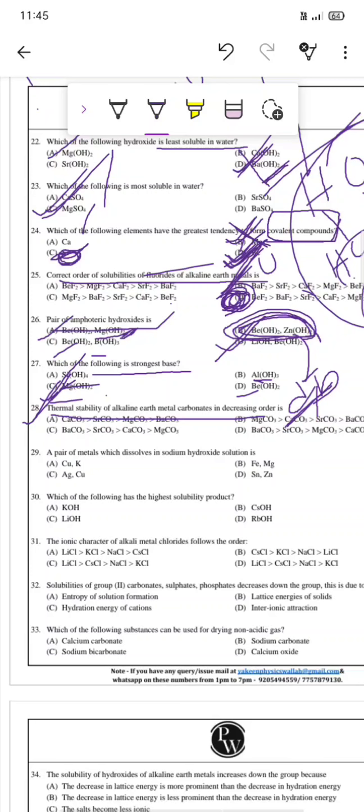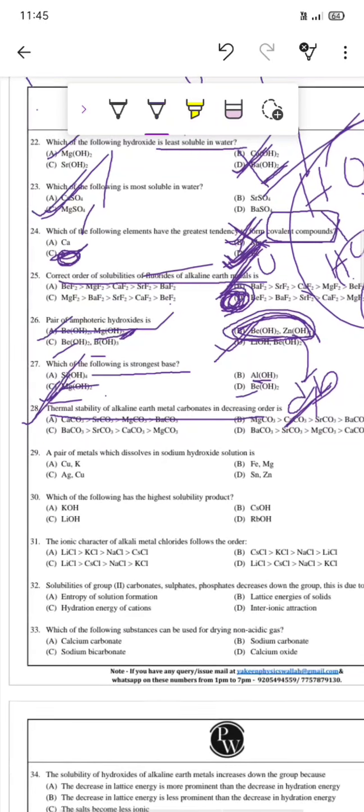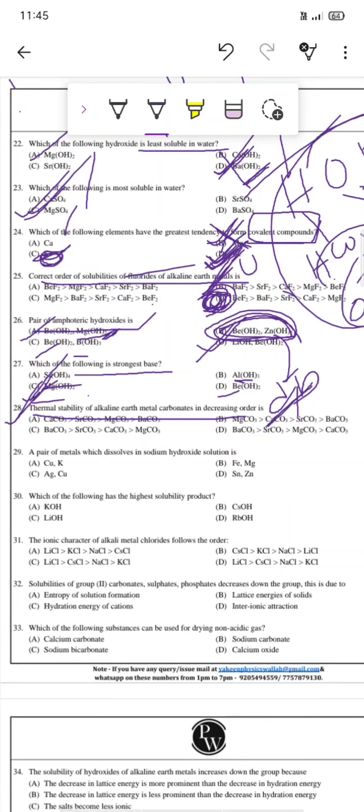Okay, thermal stability of the first group. No, second group: Be, Mg, Ca, Sr, Ba increases. So answer will be C, 28C.